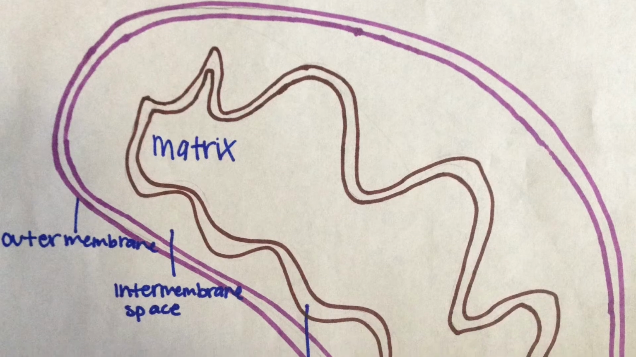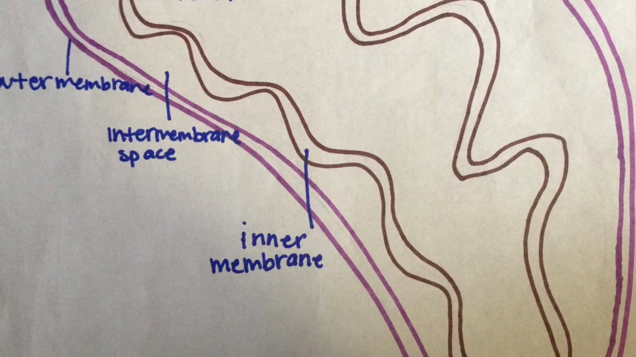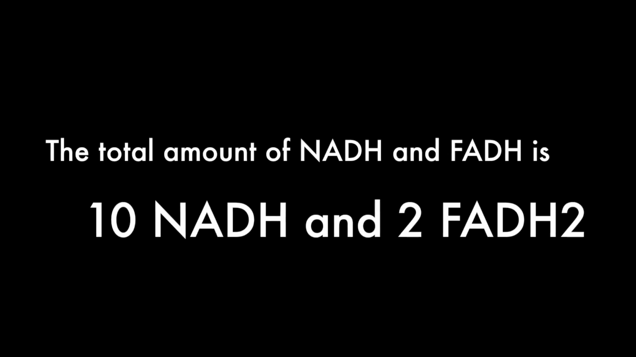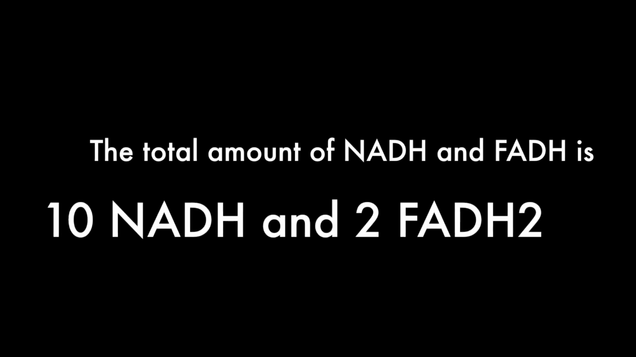The electron transport chain is within the inner mitochondrial membrane. The 2 NADH from glycolysis have to come inside the mitochondria. The total amount of NADH and FADH2 is 10 NADH and 2 FADH2s.